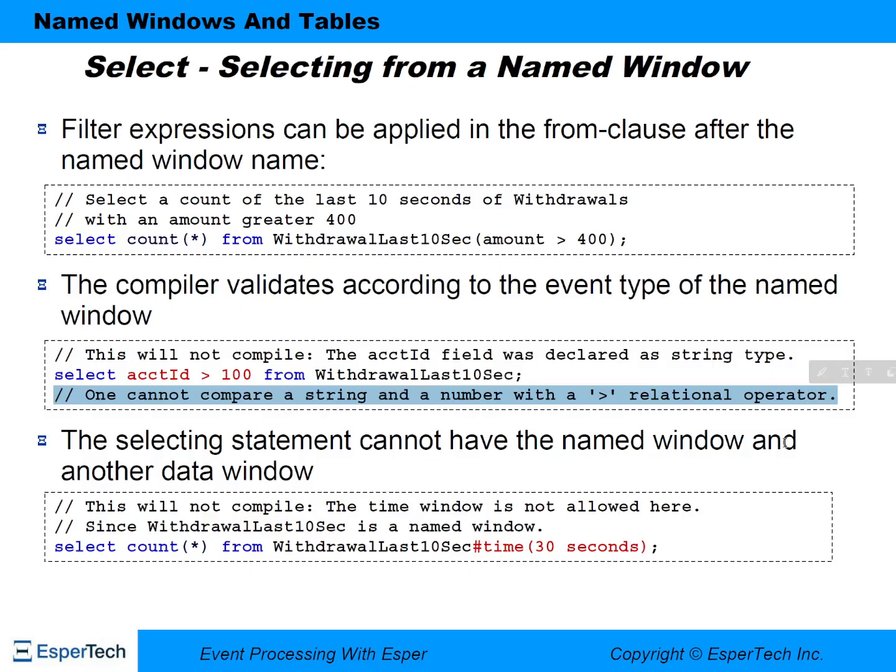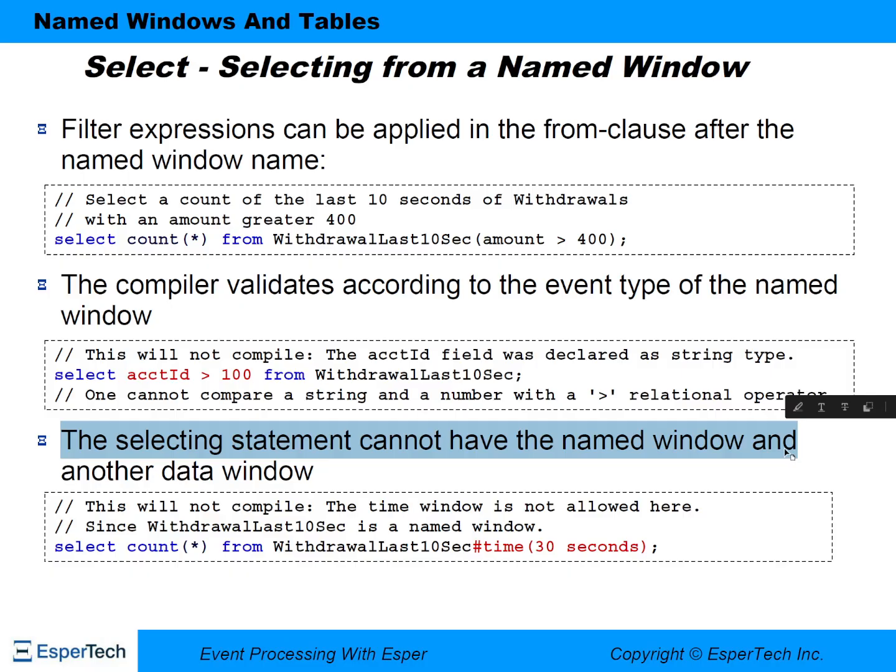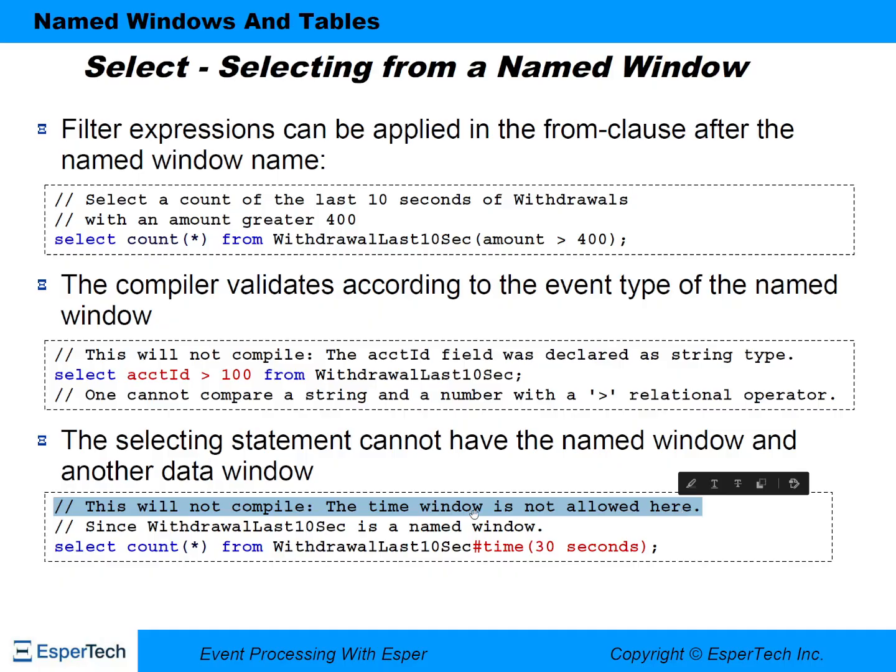The selecting statement cannot have the named window and another data window. For instance, the data window #time(30 seconds) will not compile, as the time window is not allowed here. Since WithdrawalLast10Sec is a named window, and already specifies a data window, the compiler does not allow another data window.